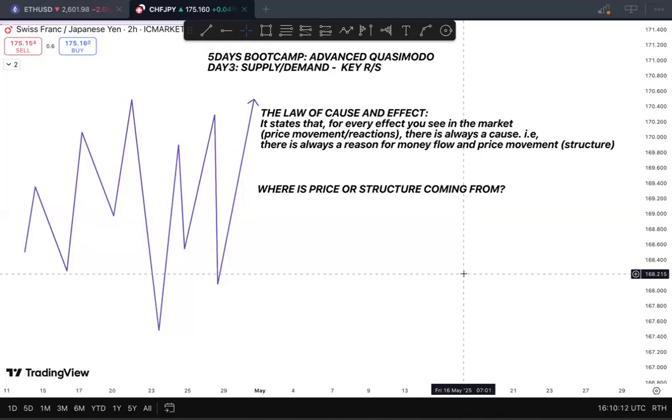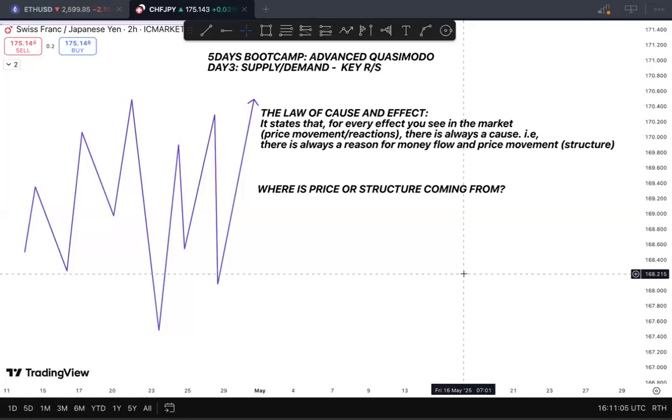The next step that you need to apply is asking yourself, where is this structure coming from? Or where is price coming from? Because the reactions you're seeing, or the structure you saw in the market, is just a reaction. It's just an effect. It is not a cause. Something happened somewhere, okay? It has a foundation. That is the reason why you are seeing it as structure, or why you're seeing the Quasimodo structure or the structural liquidity structure, okay? So you need to ask yourself, where is price or structure coming from?